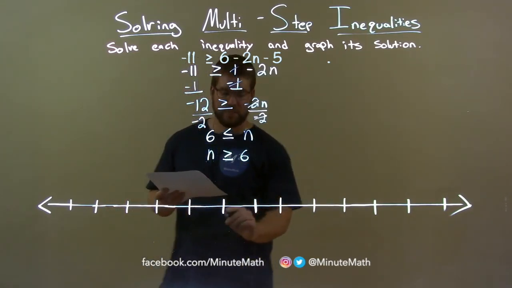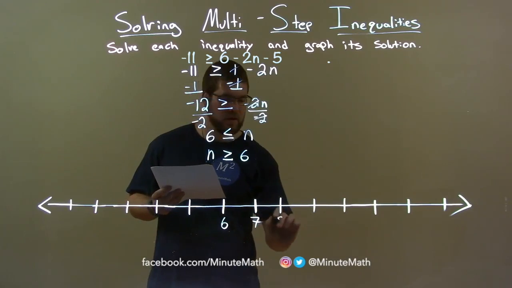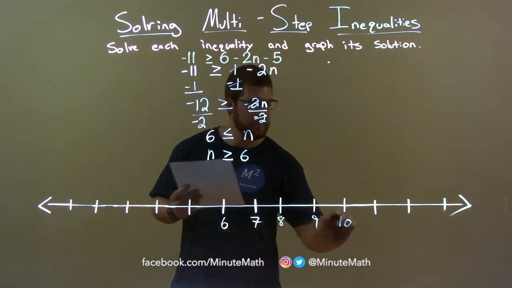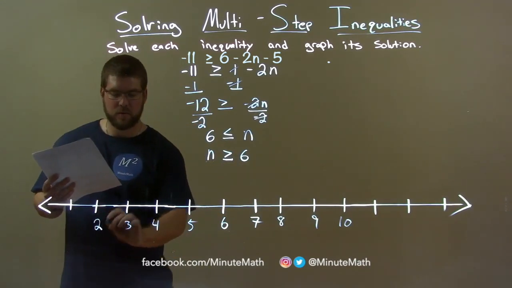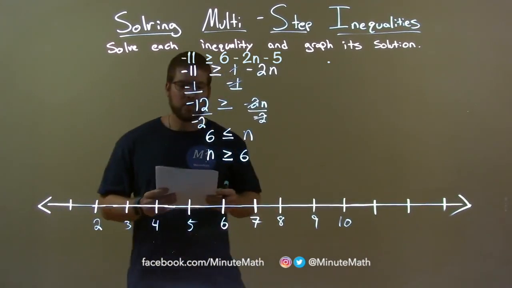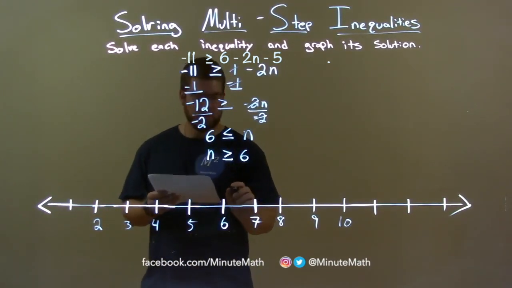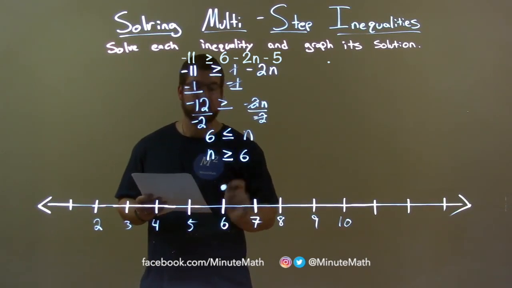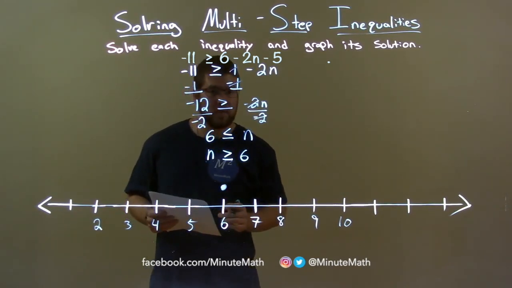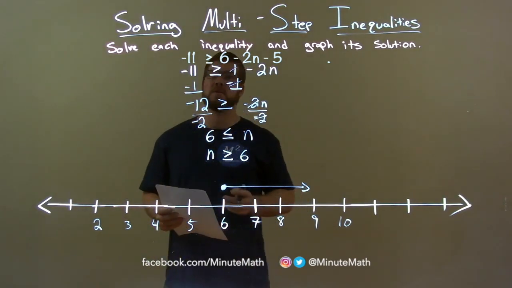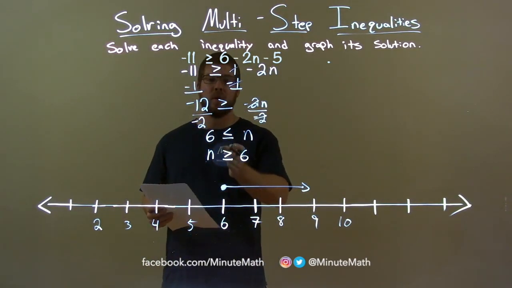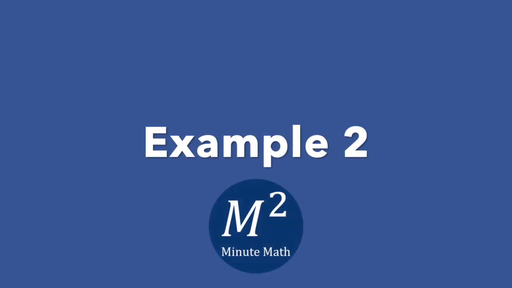So let's graph this. Put a 6 here, 7, 8, 9, 10, and 5, 4, 3, 2. If n is equal to 6, that means we have a closed circle there at 6. n is also greater than 6, so the arrow goes to the right, and there we have it. Our graph matches our final answer: n is greater than or equal to 6.